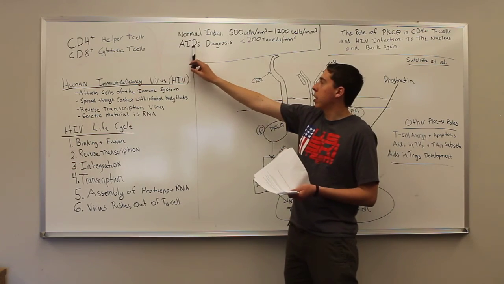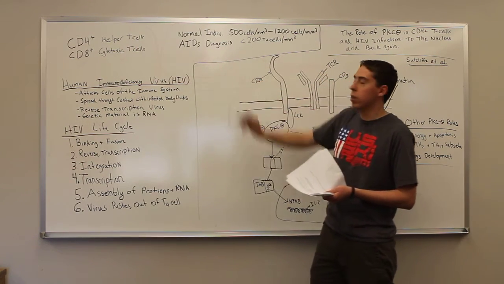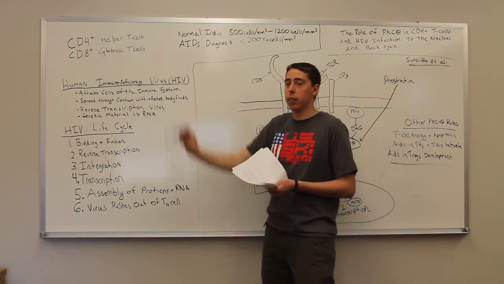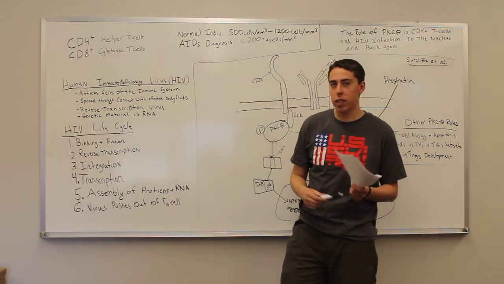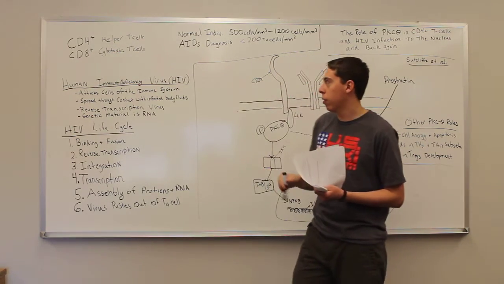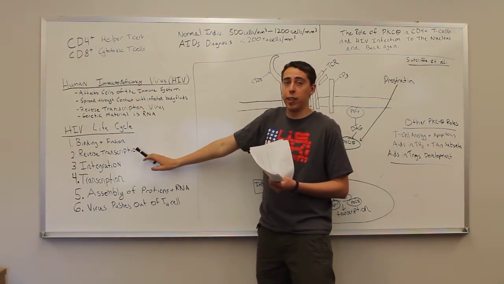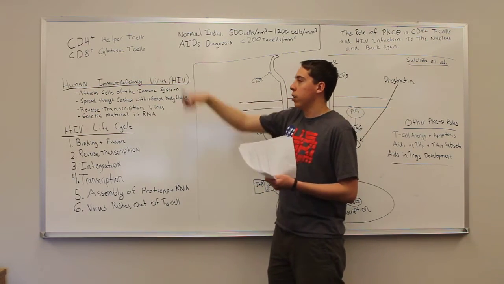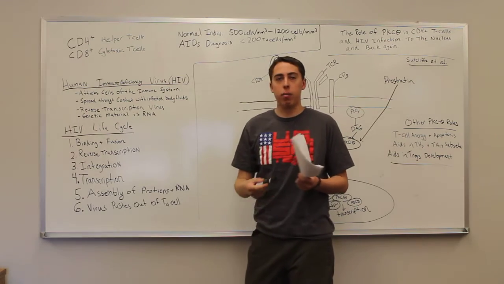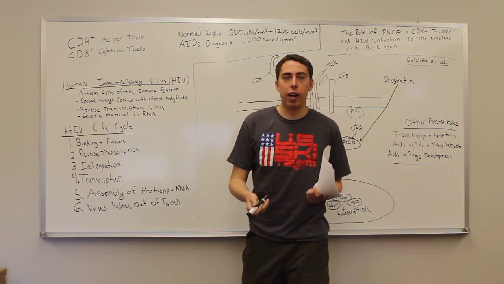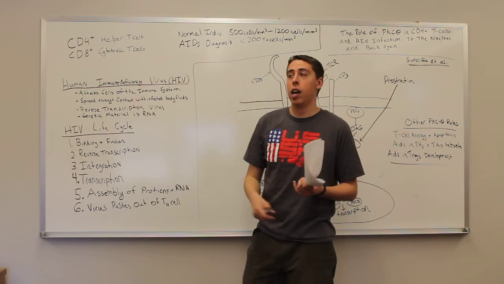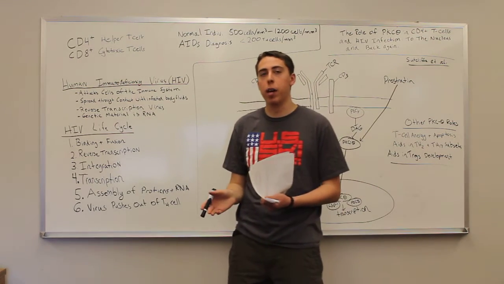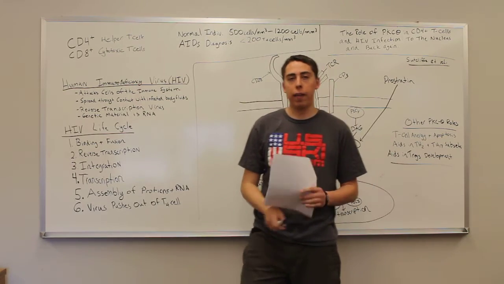But once you get below 200 T helper cells per millimeter cubed is when you get the development of AIDS. And AIDS is acquired immunodeficiency syndrome. What's important regarding AIDS is it's caused by HIV, and it's when our T helper cells fall to a really, really low level. And usually, people don't actually die from HIV. They usually die from common infections, because by losing our T helper cells, we lose part of our adaptive immune system. And by losing that, we can't respond to pathogens as well.